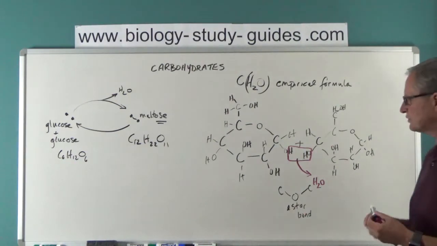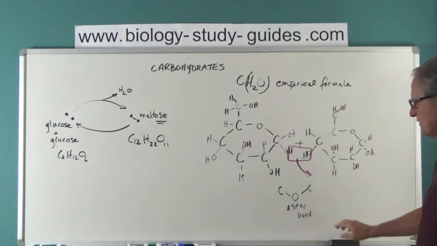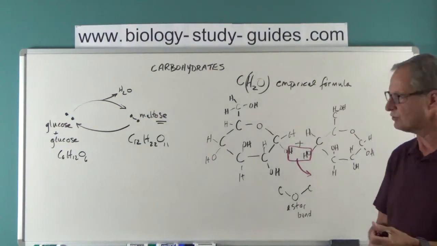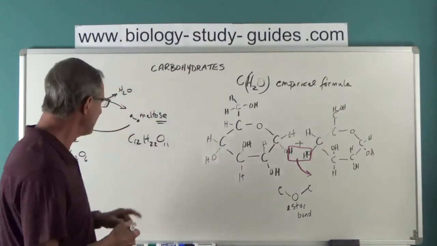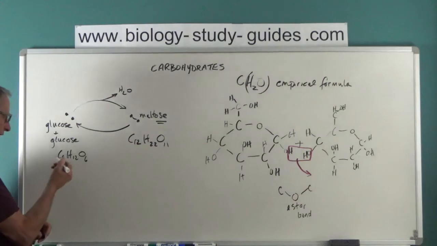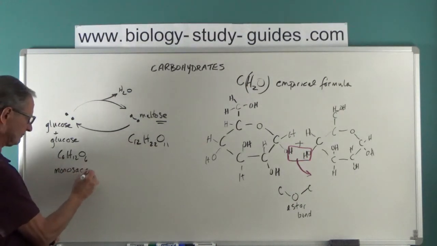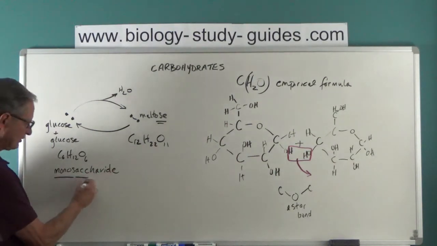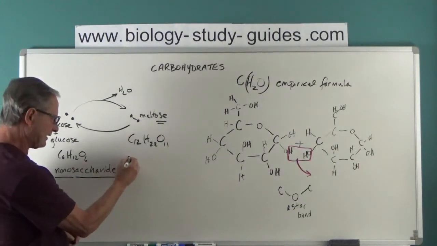So that's just one specific example. Just erase this so it's clearer. Just one specific example of how you can take a simple sugar like glucose, combine it together using dehydration synthesis, which is a topic we've already covered, and you wind up with a double sugar like maltose. These things, simple sugars, are called monosaccharides. Monosaccharide, it just means sugar.